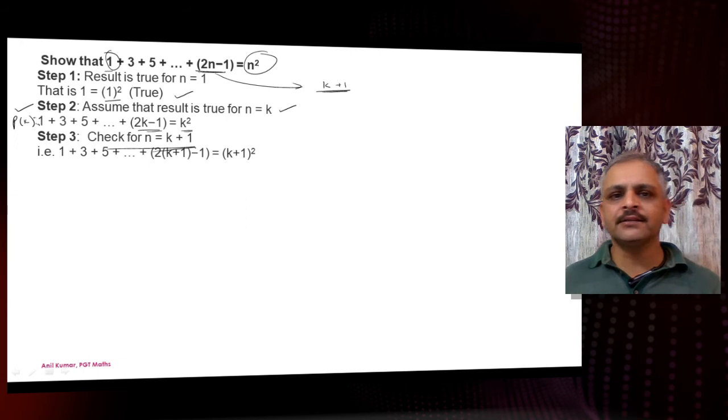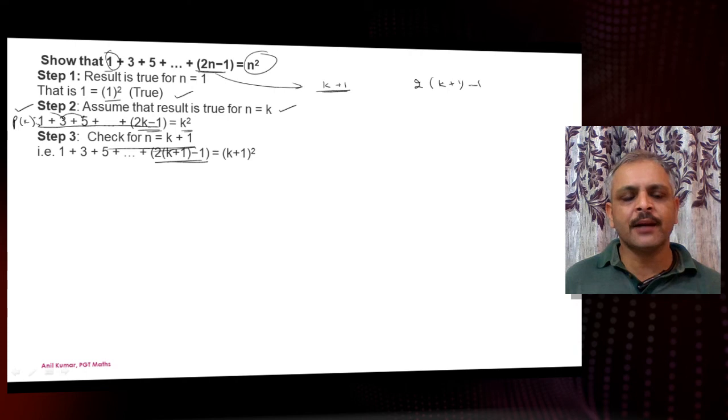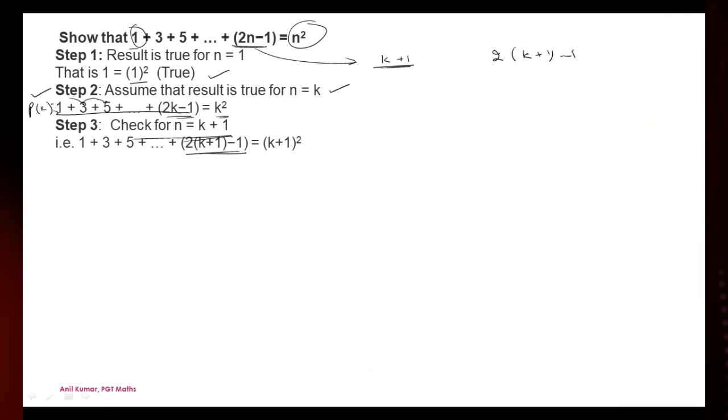If I replace this with k plus 1, my last term will become 2 into (k plus 1) minus 1. Or what we can do, we can extend this series also. We can see that every time it is extending by 2. The next term is 2 more than the previous term. So the next term will become 2k minus 1 plus 2, that is 2k plus 1.